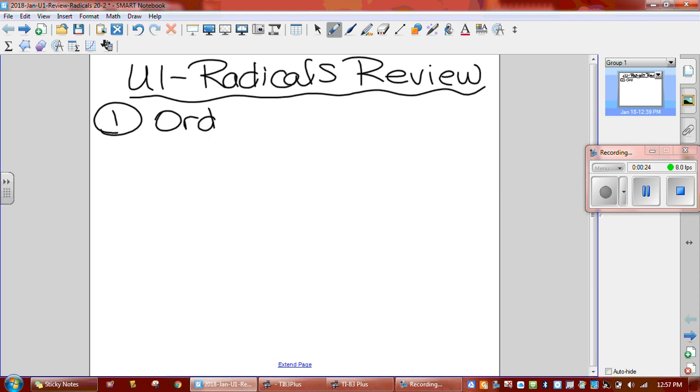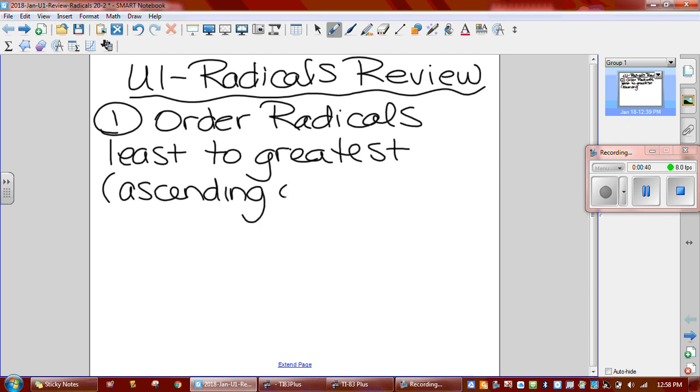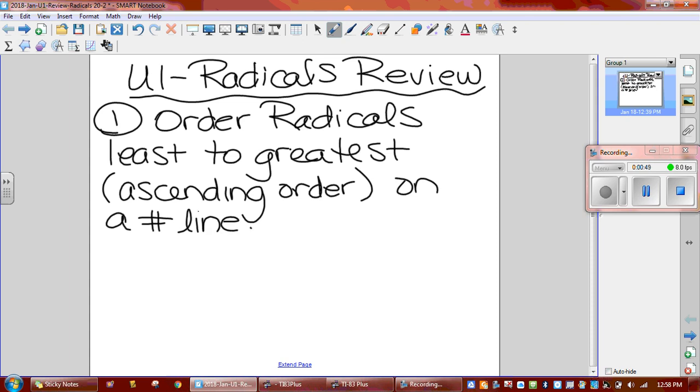Okay? So order radicals least to greatest. That's also called ascending order, on a number line. Okay, so that's one of the first things we need to do.